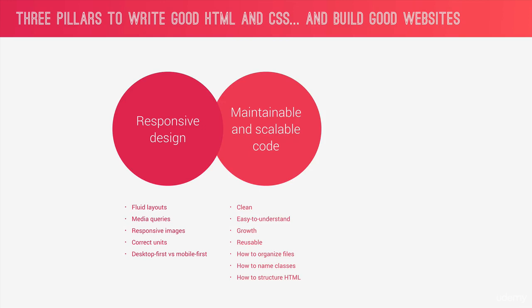So, if we want to write maintainable and scalable code, we need to care and think about our CSS architecture, which is the way we organize our files, how we name our classes, and how we structure our markup in HTML. Now don't worry if all of this sounds weird or complicated to you, because it's really not, and we'll talk about this stuff in a separate lecture a bit later in this section.